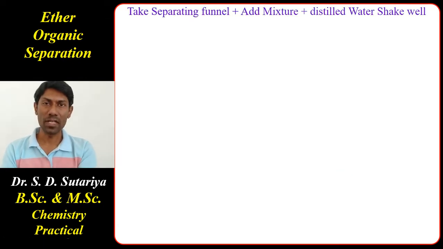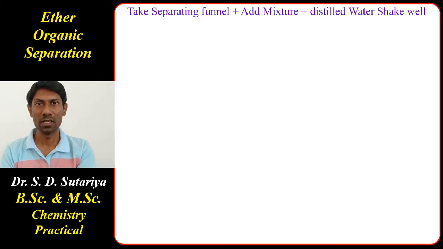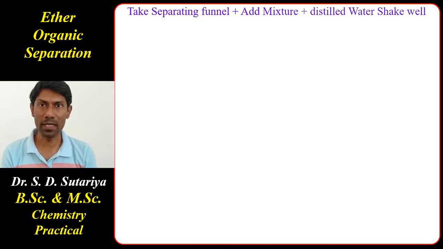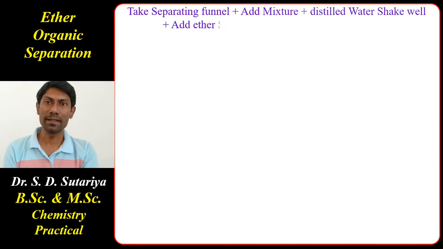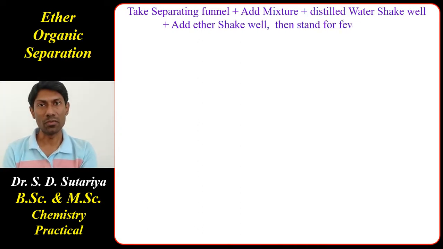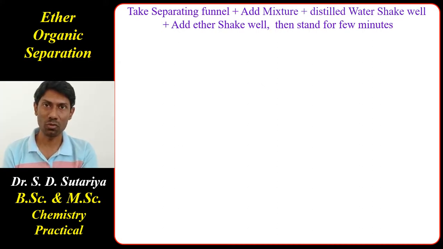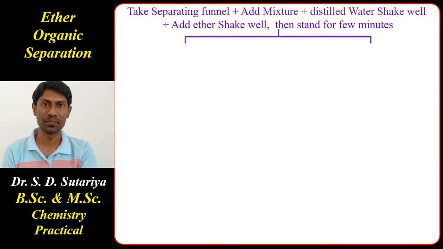So take a separating funnel, add the mixture and distilled water, shake well and stir. Every time, open and close the cork with every shake: open, close, shake, open, close. Clear? Then add ether, shake or stir with the cork closed, open, close, and let it stand for a few minutes.